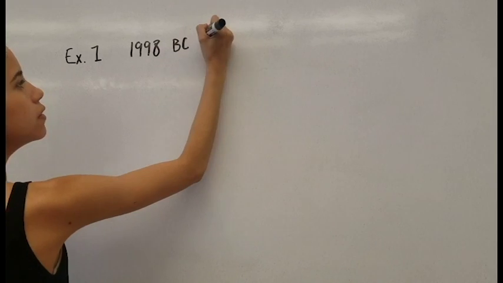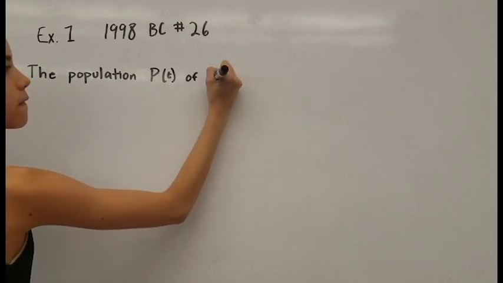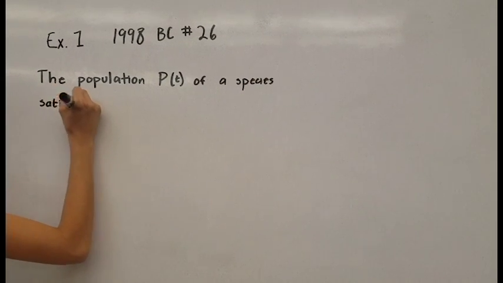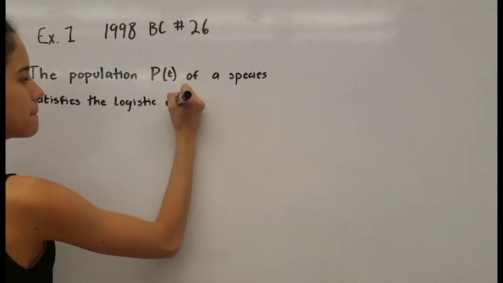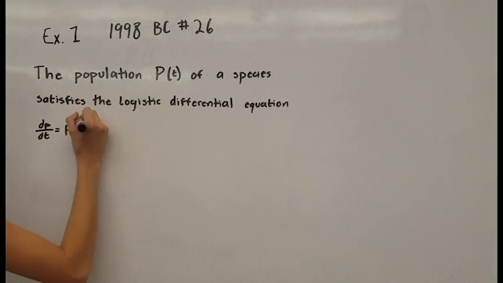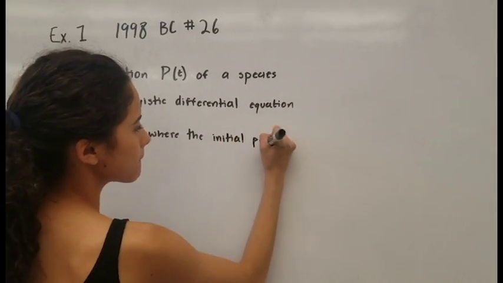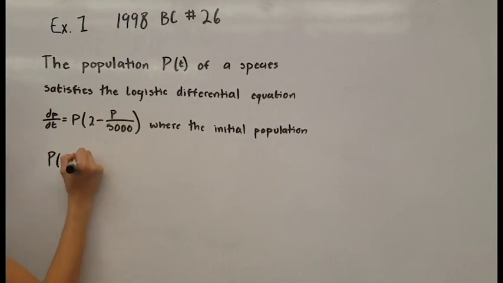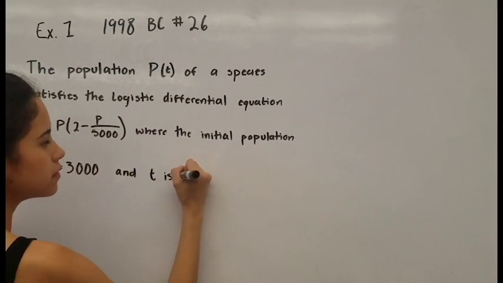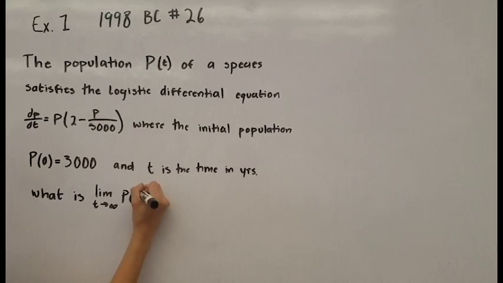Our first example is from 1998 BC multiple choice number 26. The population P of t of a species satisfies the logistic differential equation dP over dt is equal to P times 2 minus P over 5,000, where the initial population P of 0 equals 3,000 and t is time in years. What is the limit as t approaches infinity?